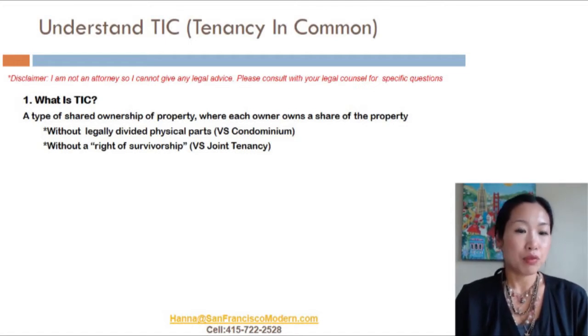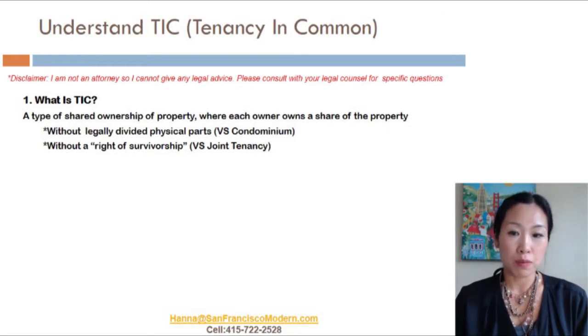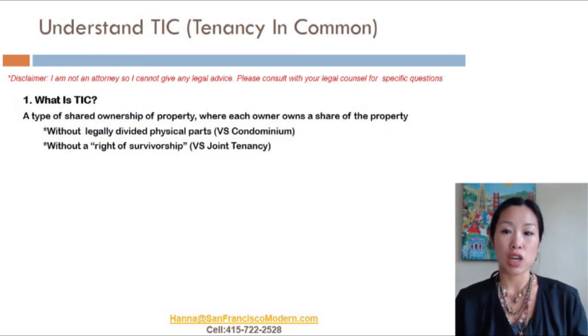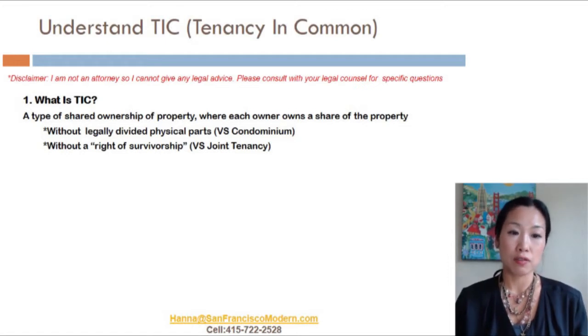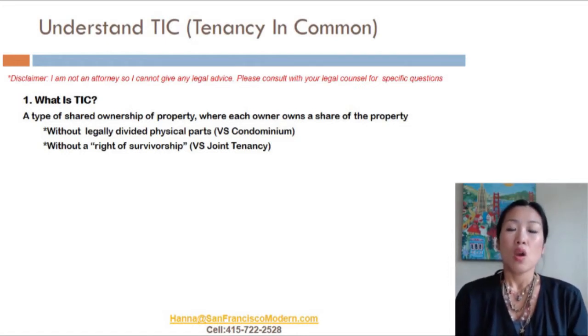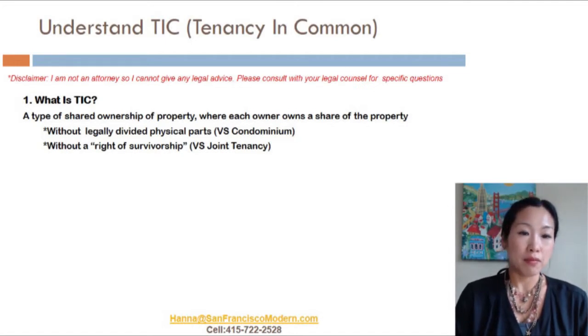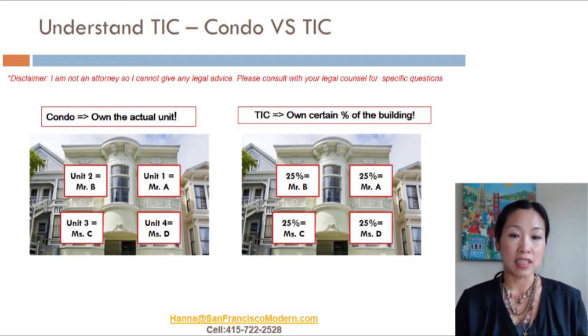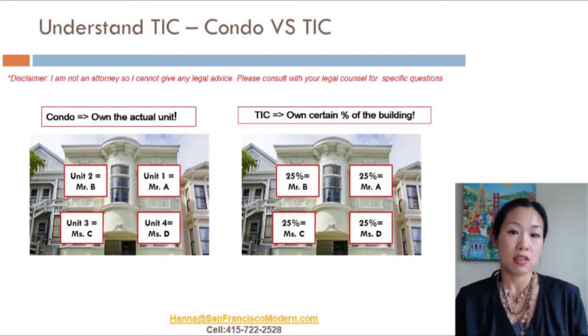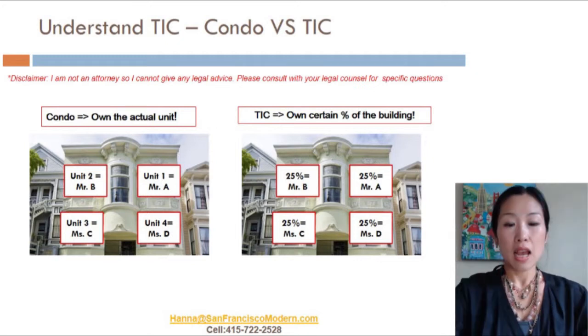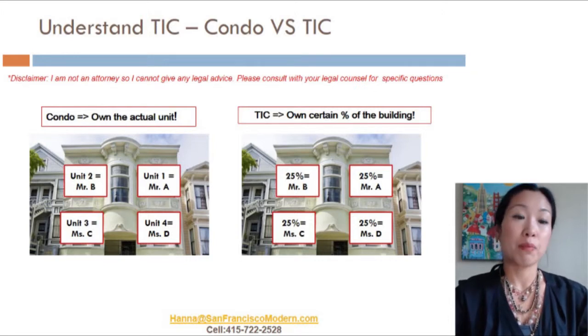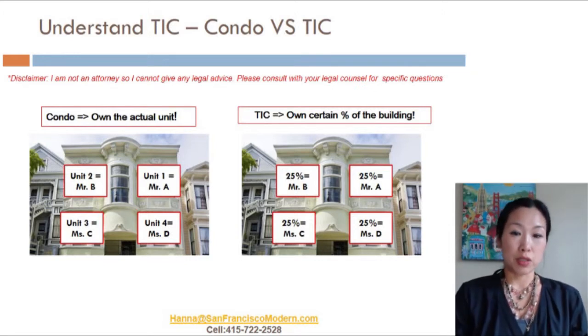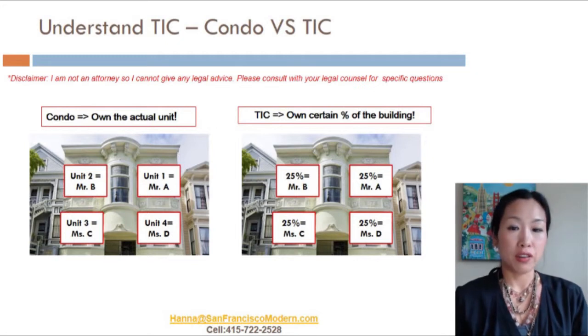TIC is a type of shared ownership, a co-ownership of a property where each owner owns a share of the property, a percentage of the one building. So what does that mean versus a condo? When you own a condo, you're actually owning a legally divided physical unit. So in the deed, it shows in a map what you own. However, when you own a TIC, the deed will show only your ownership percentage. That's the biggest difference between the TIC and a condo.